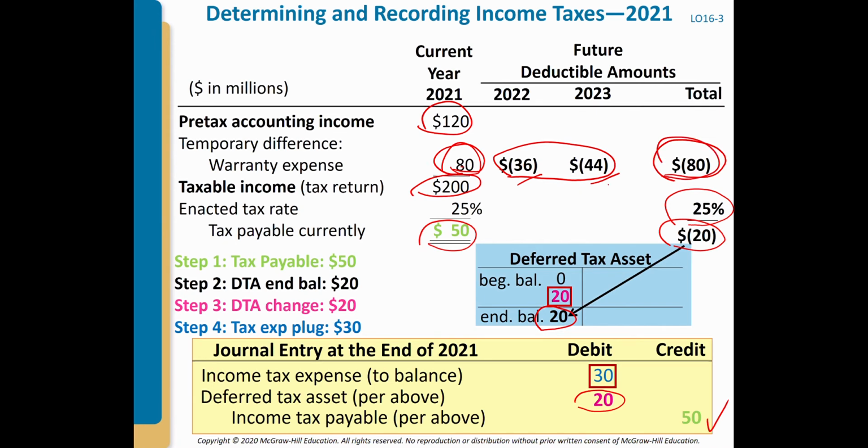It just gives you details of what happens when you are going to deduct. So the total difference, this 80, is the total difference, which will be our future deductible amounts. And if you want to look at the details of when you're going to deduct, in 2022 you can deduct 36, and in 2023 you're going to deduct 44. It just gives you more details. Okay. That makes sense.